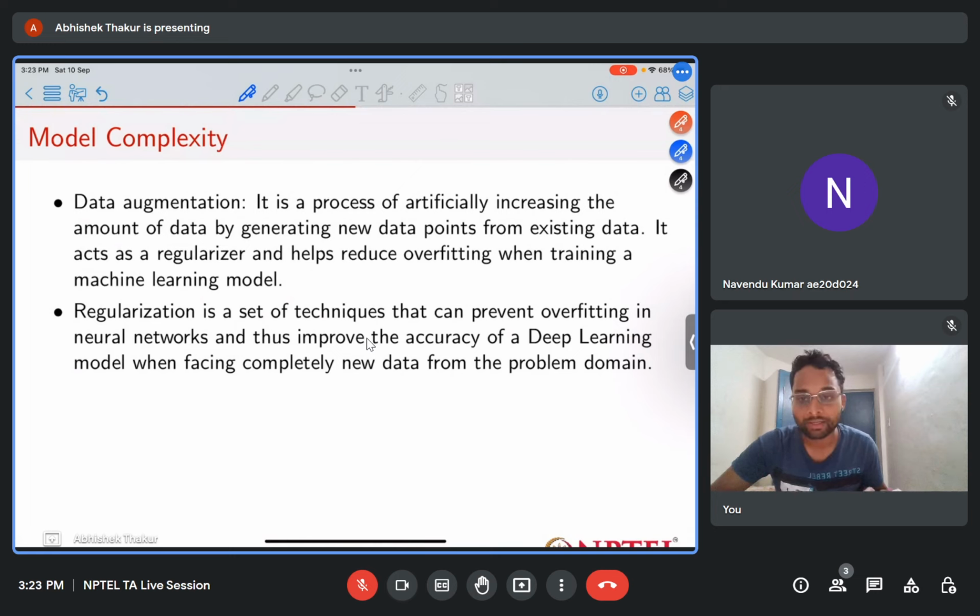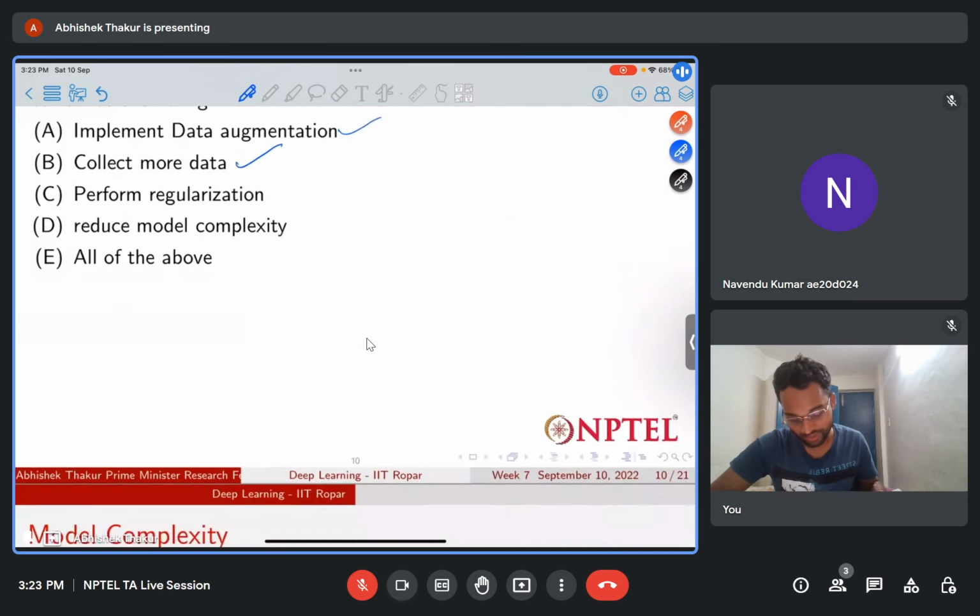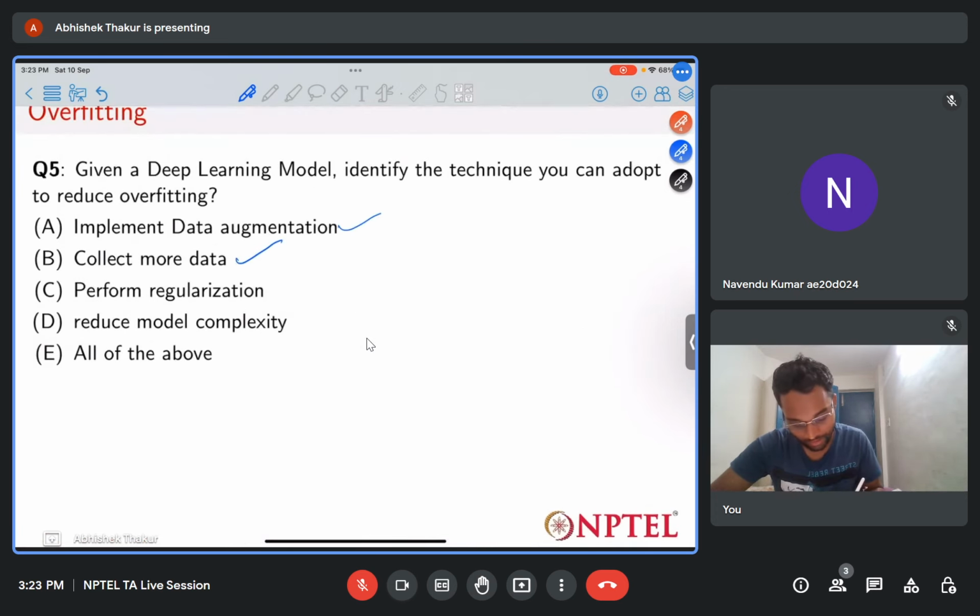Okay, when the model faces completely new data, regularization will reduce the error and improve the accuracy of our deep learning model. So regularization is also one of the techniques which can be used to avoid overfitting.